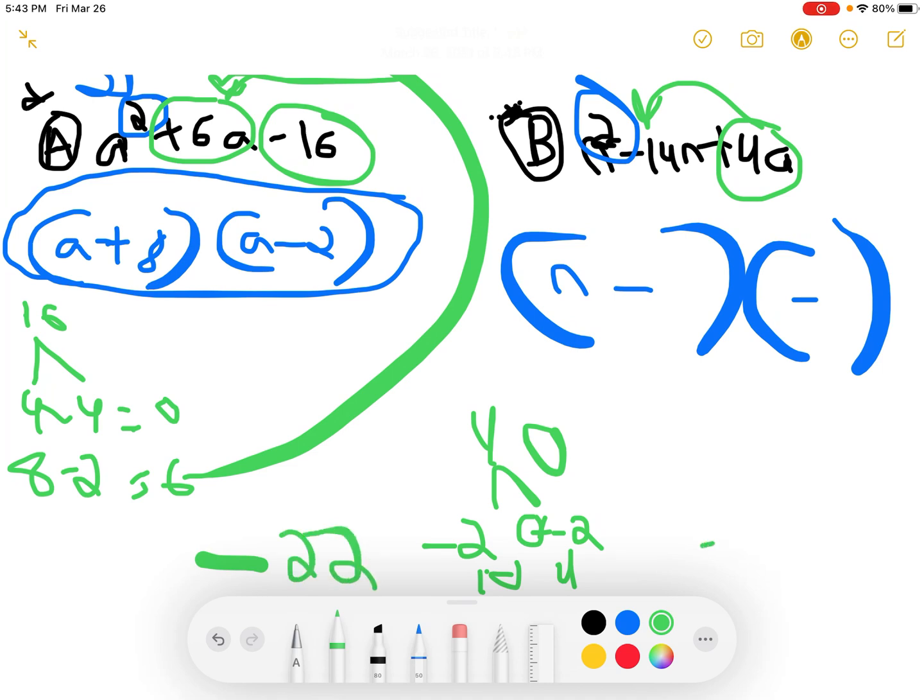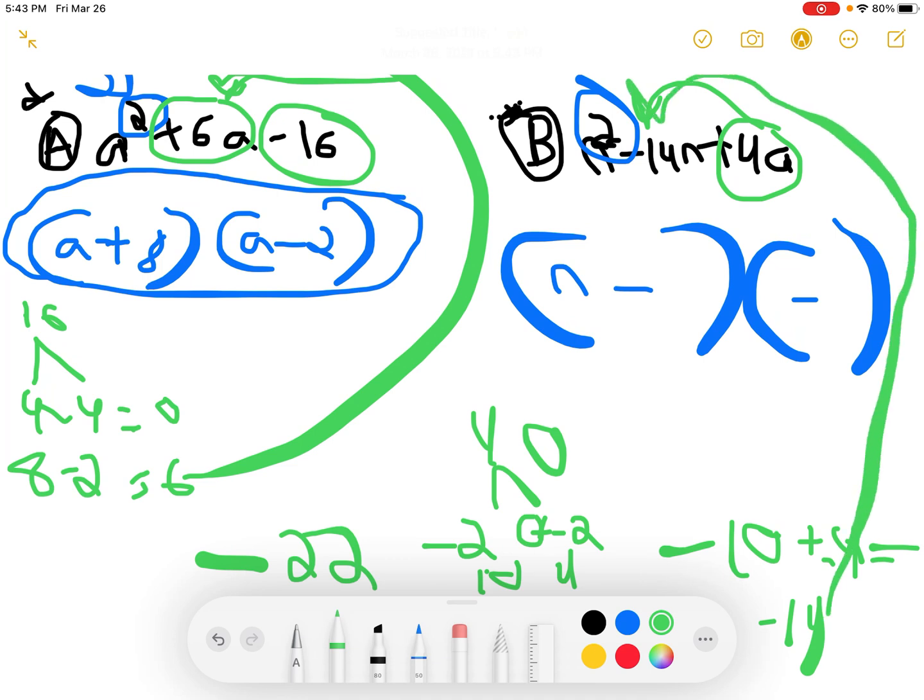But if we did negative 10, if we start out with a minus, right, minus 4. Like Mr. Smith always said, you have to change this to a plus and put a minus there. That equals negative 14. And look at that, perfect. So now we make that negative 10 and 4.